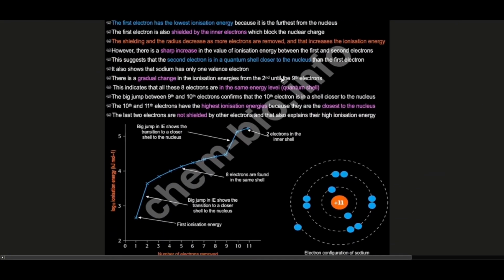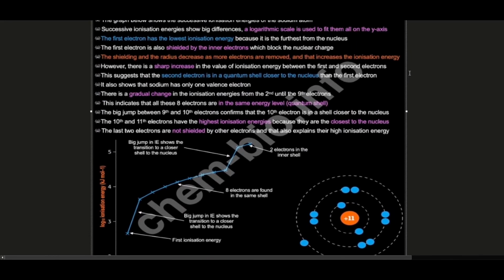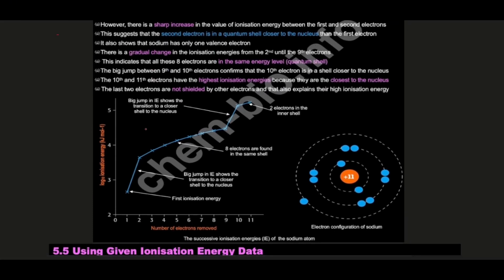Let's move on. This table or this note is very important. You should remember this. This is a graph showing the successive ionization energies of the sodium atom. I'm just giving you an example for understanding. The successive ionization energies show big differences. A logarithmic scale is used to fit them all on the y-axis. So on the y-axis, the logarithm of all the ionization energies is taken and drawn, and the number of electrons removed is on the x-axis. And to be honest, a graph-related question will come in your question paper.